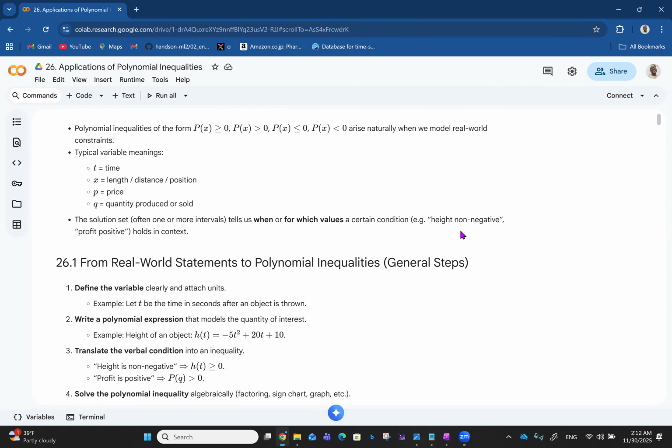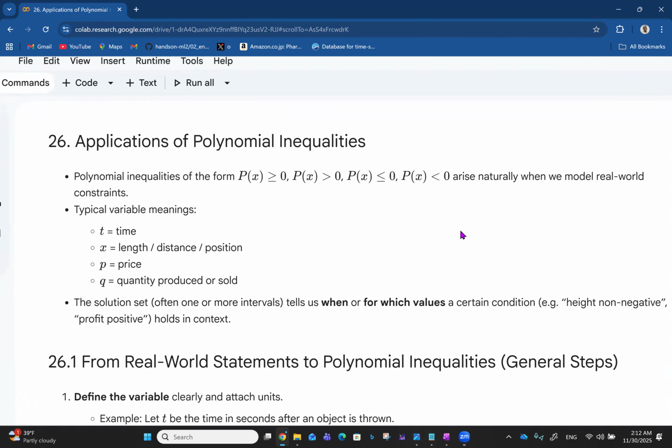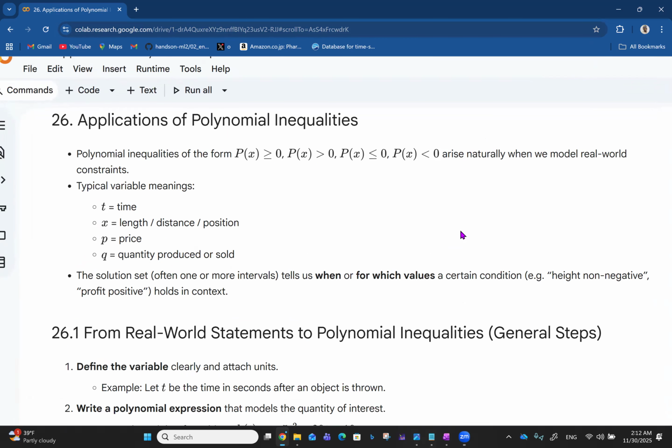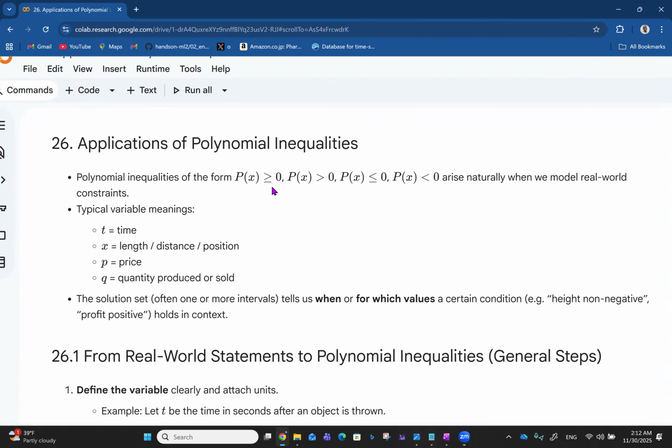Here we see that polynomial inequalities of the form P of x greater than or equal to 0, P of x greater than 0, P of x less than or equal to 0, and of course P of x less than 0 arise naturally when we model real world constraints. We have typical variable meanings like t for time. So we can have inequalities in time, inequalities describing length, distance, and position, price of quantities or commodity, and Q, quantity produced or sold in economics.